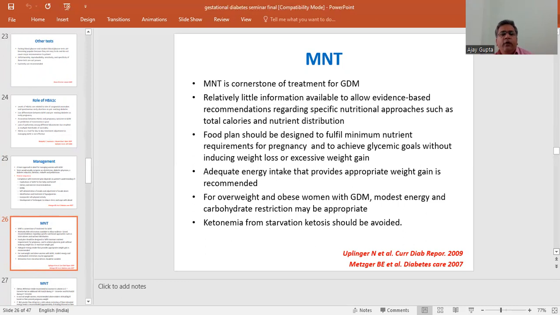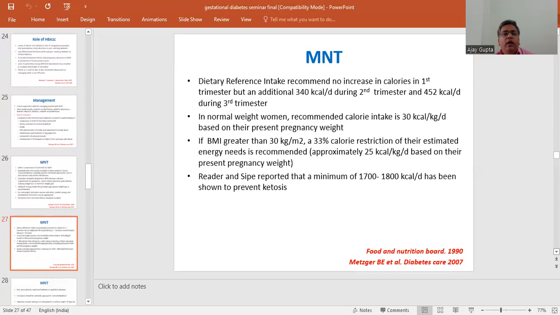GDM mother. Adequate energy intake should be provided for the appropriate weight gain which is recommended during pregnancy, and in overweight and obese patients with GDM, modest energy and carbohydrate restriction is appropriate. Ketonemia and starvation ketosis should be avoided because they have an adverse outcome on the baby.